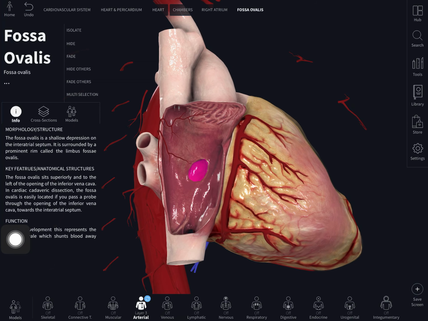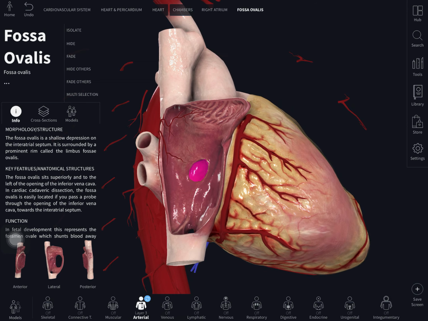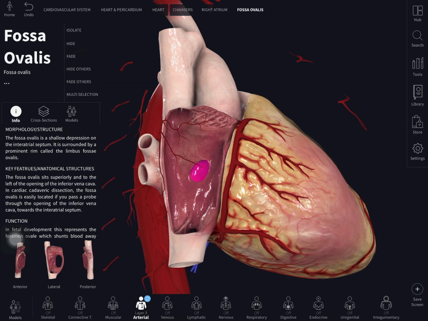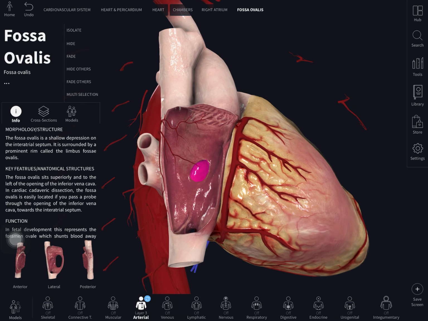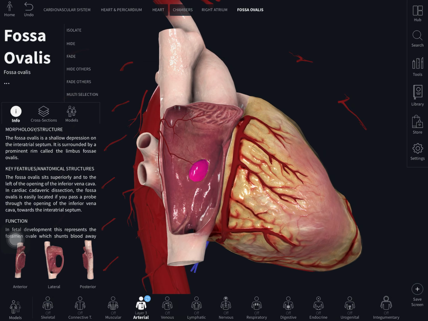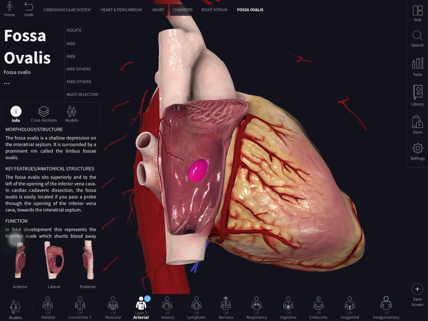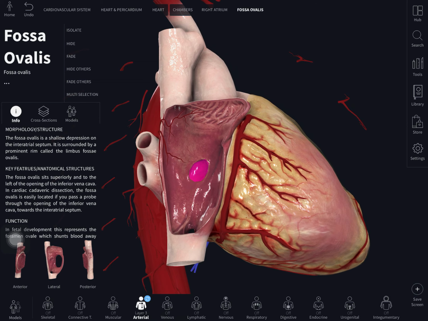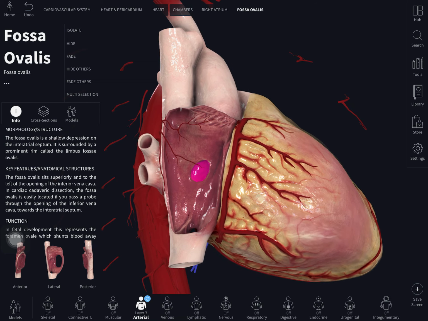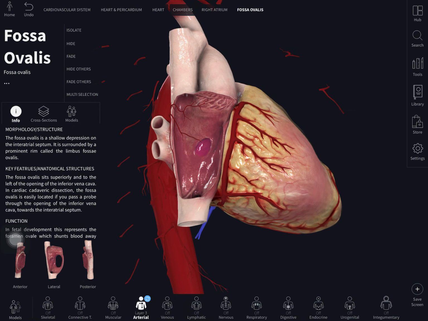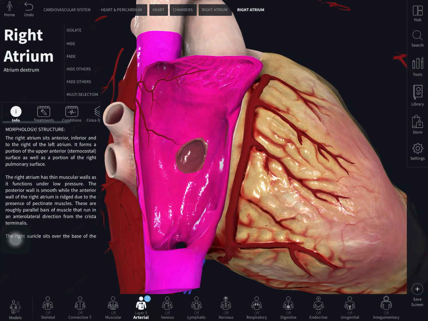Here you can see there is a pit called the fossa ovalis. In intrauterine life, this is the septum primum, and through this hole the blood will go from the right heart to the left heart directly, because the child is not breathing. So the oxygenated blood coming from the mother goes directly into the left atrium, then to the left ventricle and then to the child's body. After birth this will fuse. That's why this pit is called the fossa ovalis.